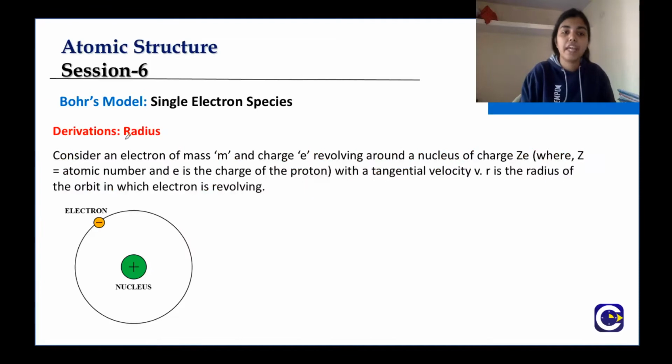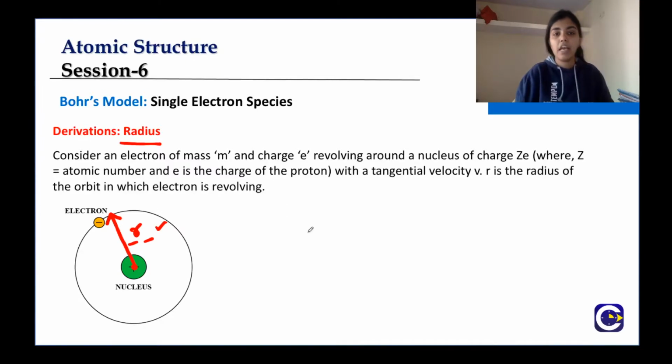Now first is the derivation of radius. Here you consider the electron is revolving in this orbit. So the radius of the orbit will be equal to this distance. This distance we need to calculate here. Now, calculation of R will require two formulas.